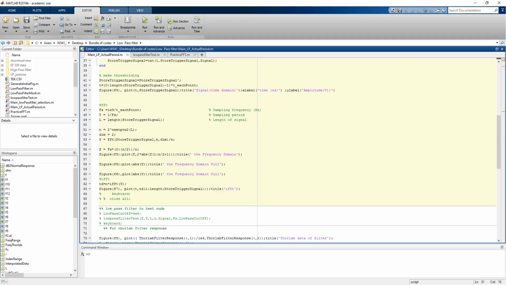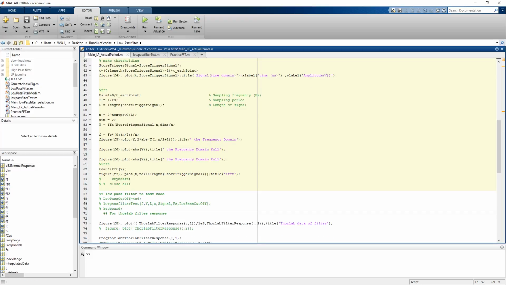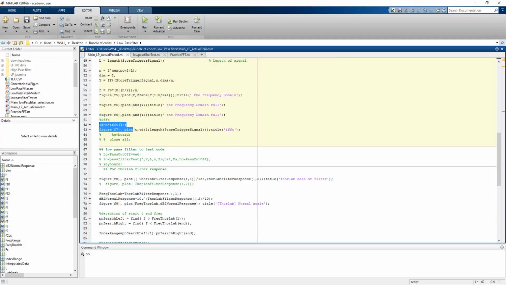Now as the basic rule, we have to go to the next 2 to the power n size of data. So we found n, the number of points. Then we did the FFT, and these lines just show the data in the FFT. This line will confirm how the FFT looks.